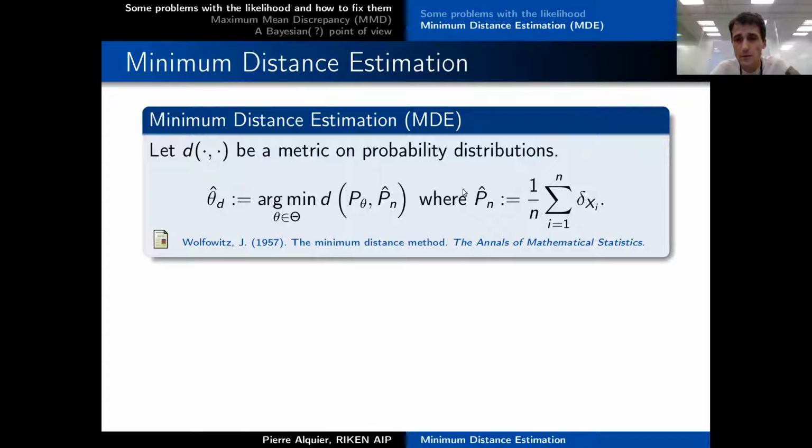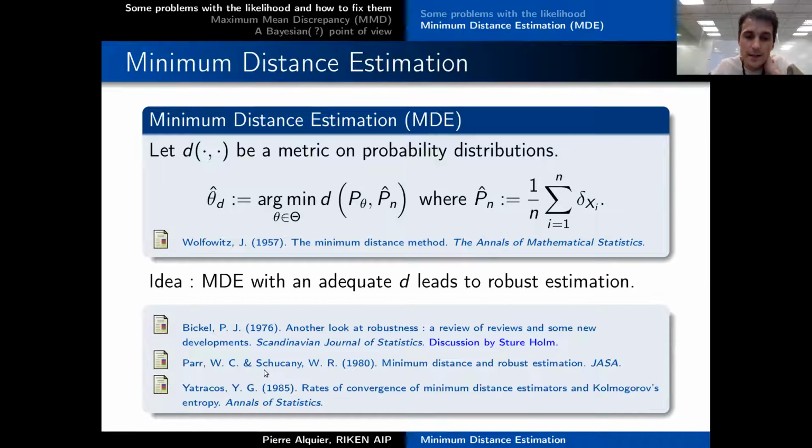So the idea is very basic. You define, as usual, the empirical probability distribution, 1/n times the sum of the Dirac masses at each xi. And then you fix a distance on probability distributions, and you minimize the distance between Pn and P theta for theta in the model. Okay, so this was discussed actually as a general estimation method in a very old paper.